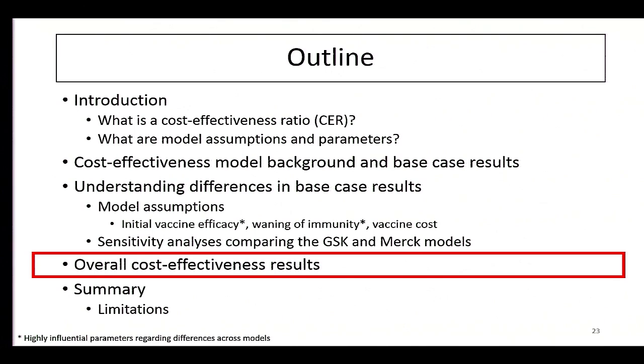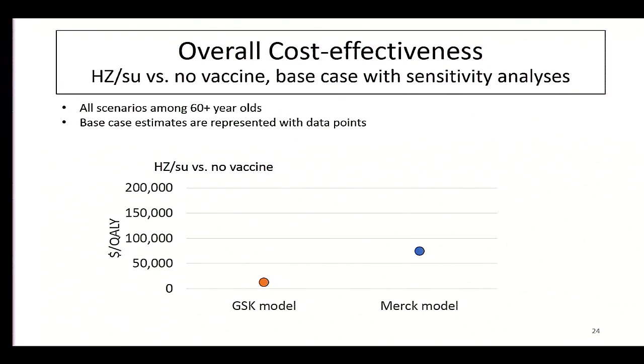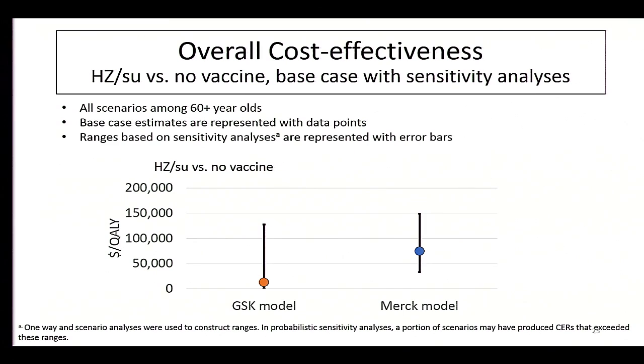Okay, so moving on to cost effectiveness in general. In this scenario, we're comparing the subunit vaccine to no vaccine. These are the base case results that we've seen before: $12,000 for the Merck, $12,000 for GSK, $74,000 for Merck. And what I did with the next click of the button is, for all of the sensitivity analyses, I identified the extreme values produced by them, and that yielded these error bars.